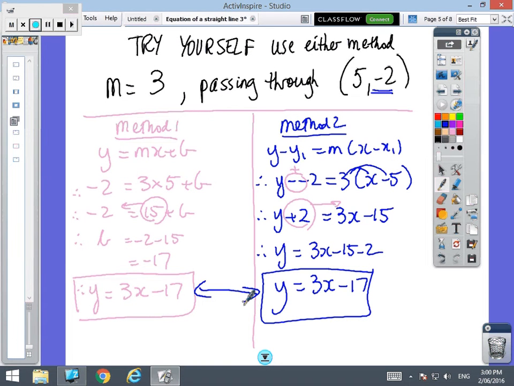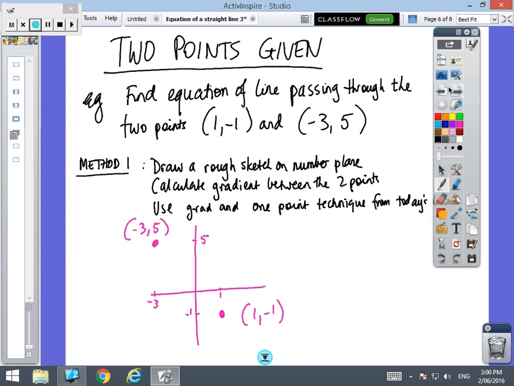Okay, so hopefully there'll be book practice in this one. In the textbook you'll find some exercises on this. Okay, let's move on along. This is the last one in terms of different types of questions. This time you're not given anything. You're not given a gradient, you're not given a y-intercept, but you're given 2 points.